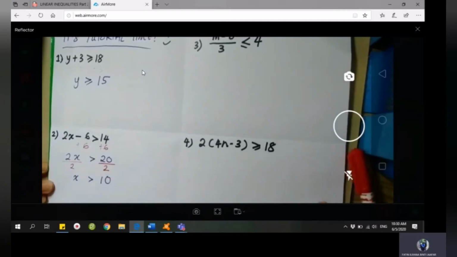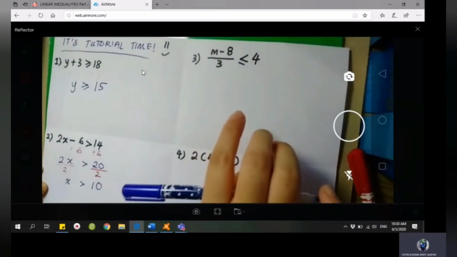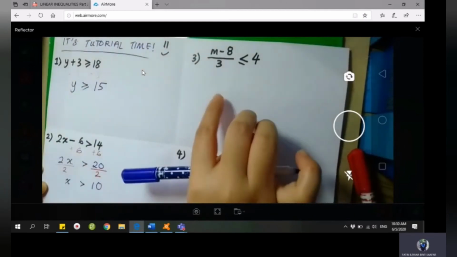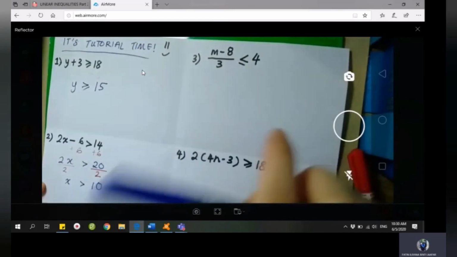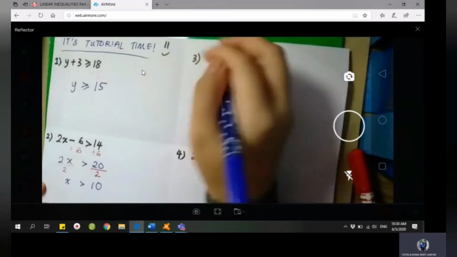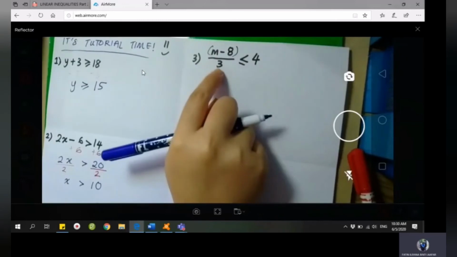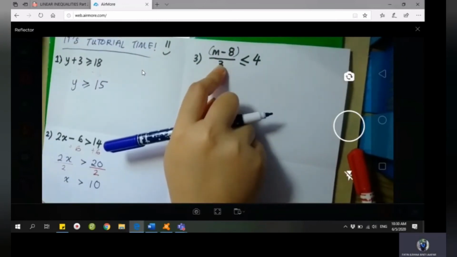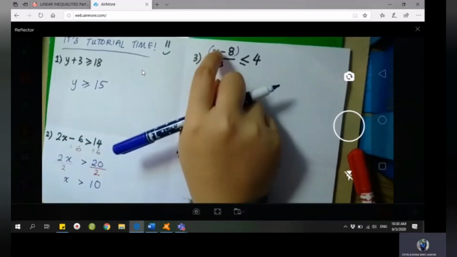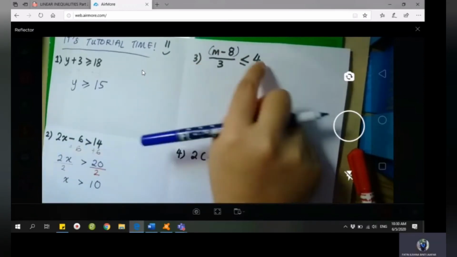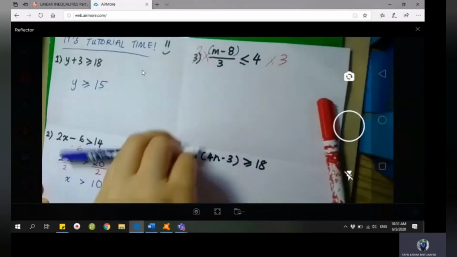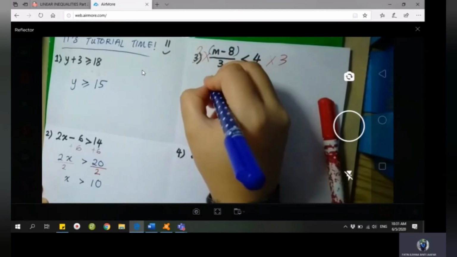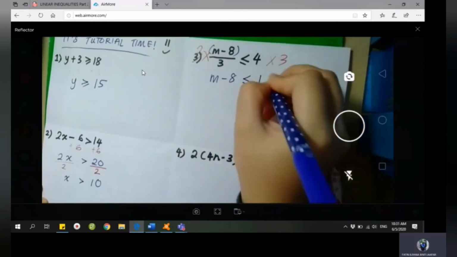Okay. Next one, number 3, m minus 8 divide by 3 is less than or equal to 4. So m minus 8 is one. So we get rid of 3 first. To get rid of 3, now it is divide by 3, so we have to multiply. Multiply our left hand side with 3. This one also must multiply with 3. Do the same for both sides. So we will get m minus 8 is less than or equal to 12.